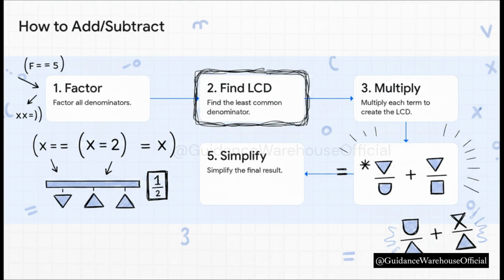Okay, here's the 5-step playbook. First, factor the denominators. Second, figure out the LCD. Third, and this is the key step, you multiply each fraction by a clever form of 1, whatever it takes to make its denominator match the LCD. Fourth, now that the denominators are the same, you can finally add or subtract the numerators. And last, you simplify the result if you can.